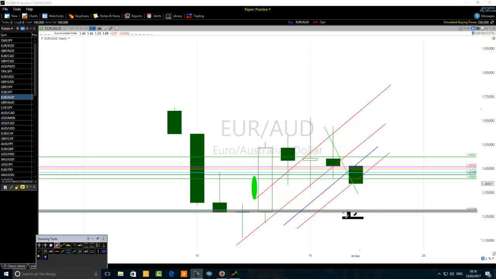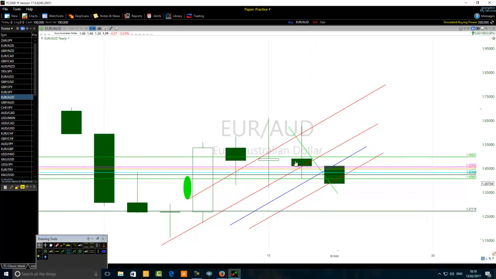Let's get started. We're on a yearly chart, looking at the candlestick bars on the yearly chart of the Euro Australian Dollar. You can see that the price went up, up to this point.